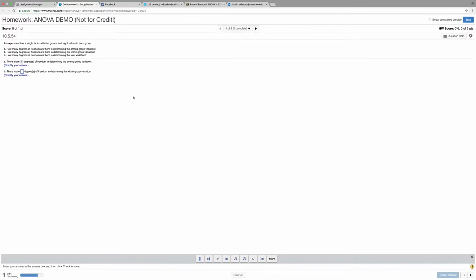There are blank degrees of freedom in determining the within groups. So we've referred to this as the denominator. So this is the total sample, which is 8 values in 5 groups, so that's 40, minus the number of groups, which is 5, so this is going to be 35.